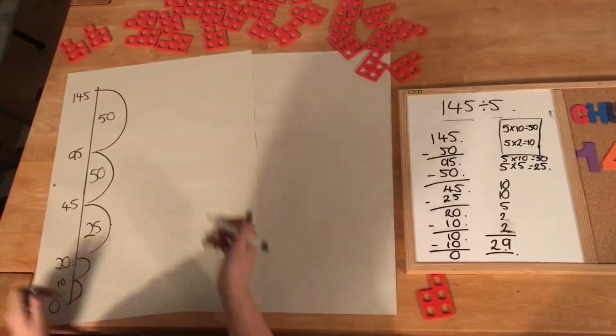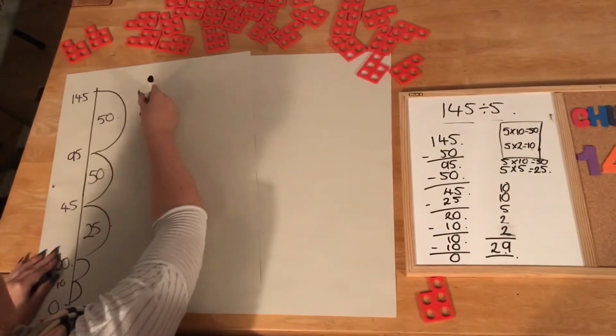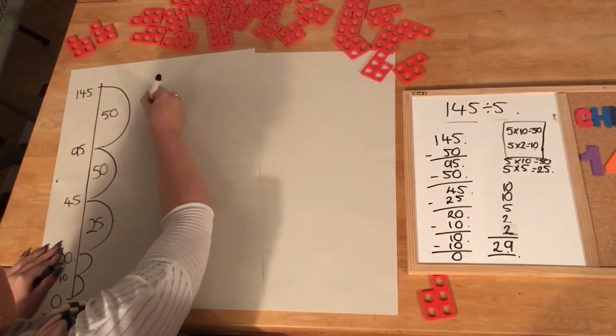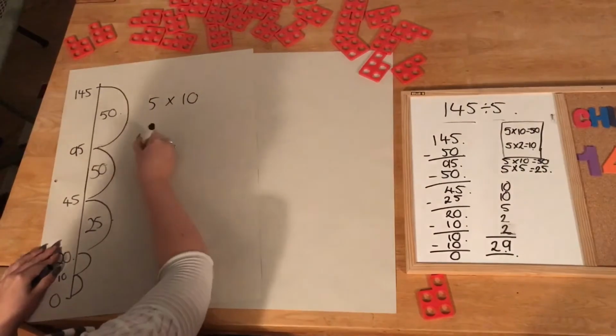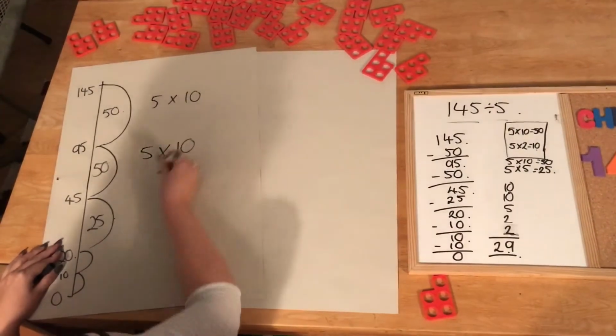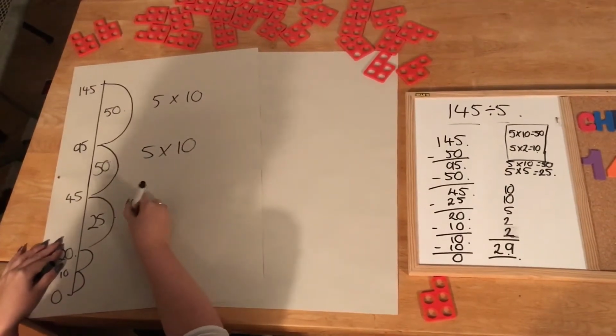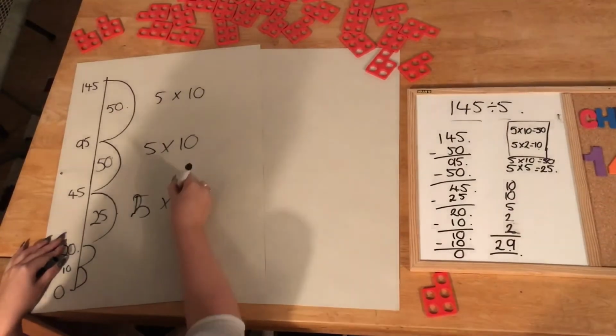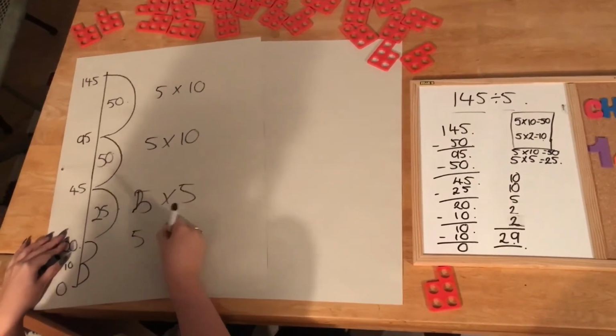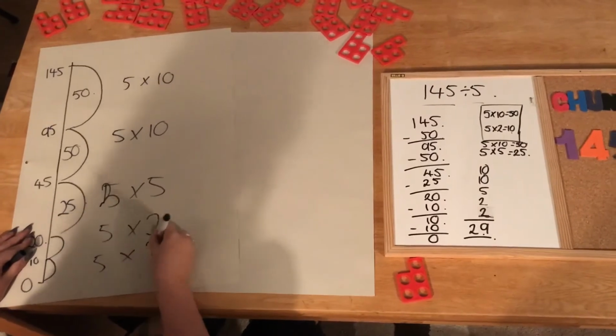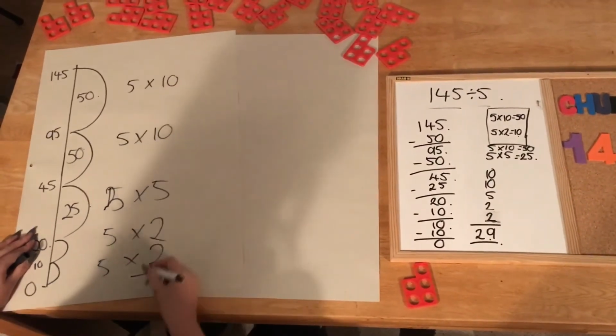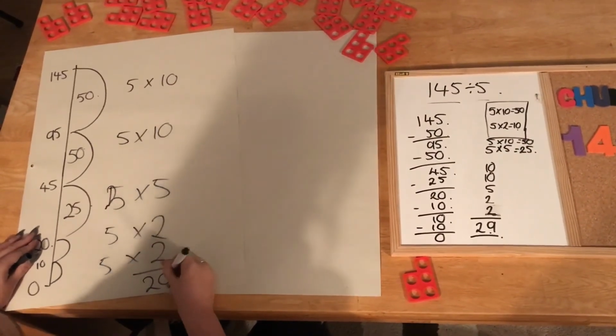So what they would just do next to each one is write how many. So they've got 5 lots of 10 here, 5 lots of 10 here, 5 lots of 5, 5 lots of 2 and 5 lots of 2, and then they can just add it up here without the use of Numicon.